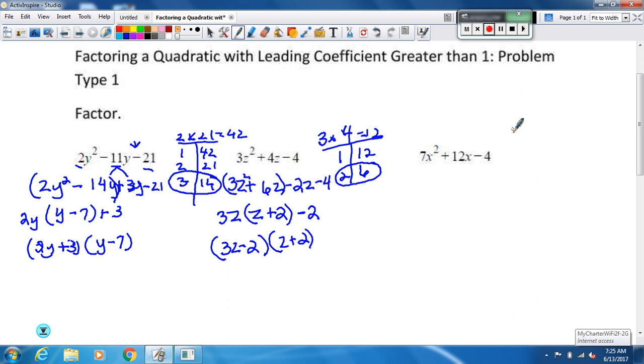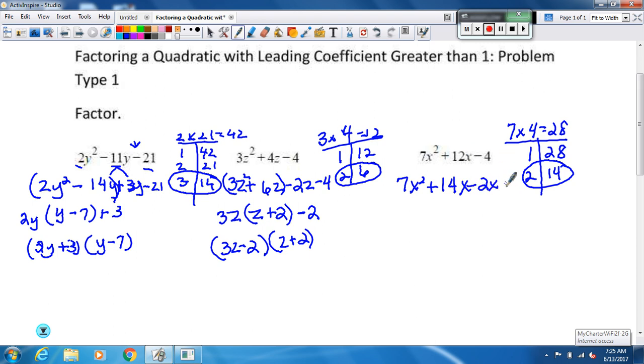Okay, the next one, 7 times 4, first times last, is 28. So we want the factors of 28 that when you subtract them equal 12. So 1 times 28 does not do it. 2 times 14, okay, you get 12 when you subtract those. Bring down the first term and the sign after it. Use the biggest one with your variable. Okay, I have 14x, but I want 12x, so I have to take 2x away. Bring down the last term.